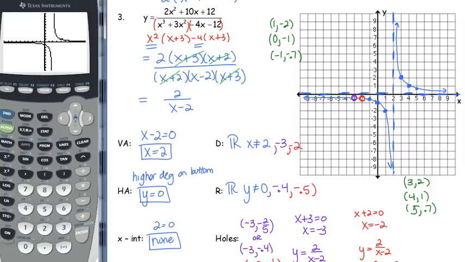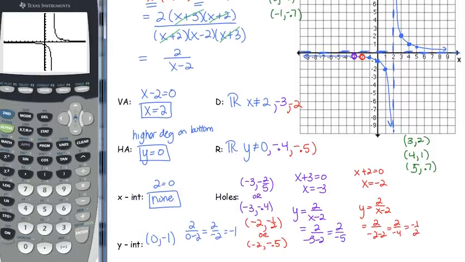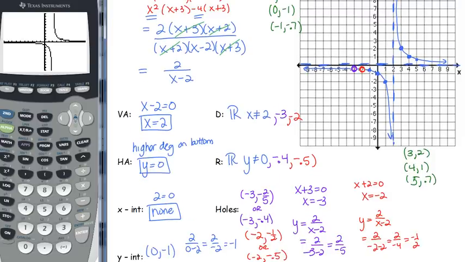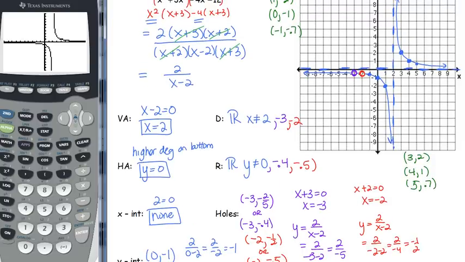For our x-intercept, we set the numerator equal to 0, and there is no variable there, so we don't have an x-intercept. For our y-intercept, we plug 0 in for x, and we find that y is negative 1, so we've got a y-intercept at negative 1. When we go to state our domain and range, going left and right, it can be all real numbers except for 2, because we've got a vertical line there. And our range can be anything except for 0, because we've got our horizontal asymptote there.